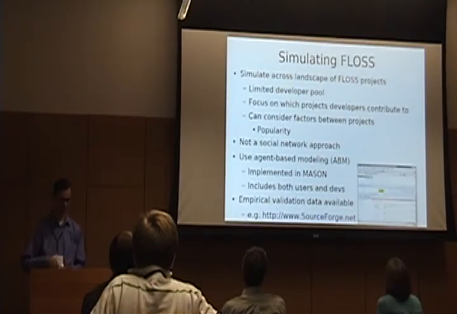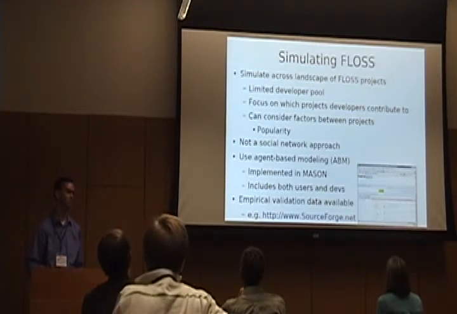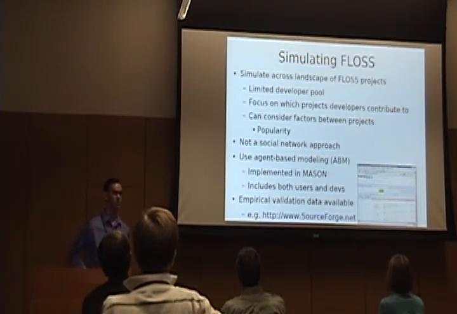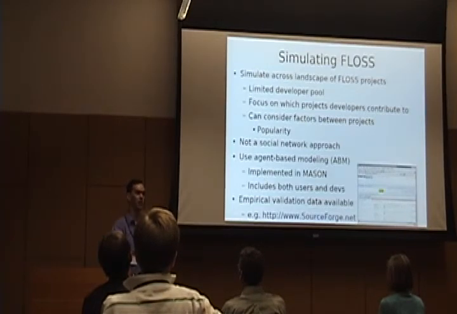So, here's kind of the background of what separates this model from some other models of open source that have been done. We're looking at simulating across a large landscape of projects, because essentially there are literally hundreds of thousands of these projects out there. And we're not concerned with what it is that motivates people to contribute to open source in the first place. Clearly there are developers out there, clearly they want to develop. What we're interested in is if they have all these to choose from, which are they going to choose?